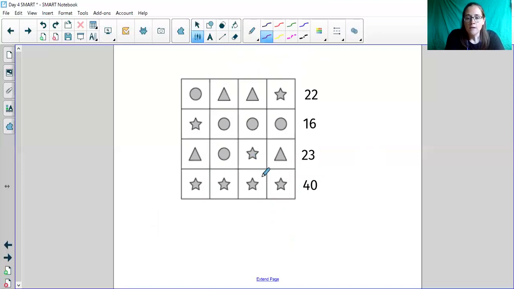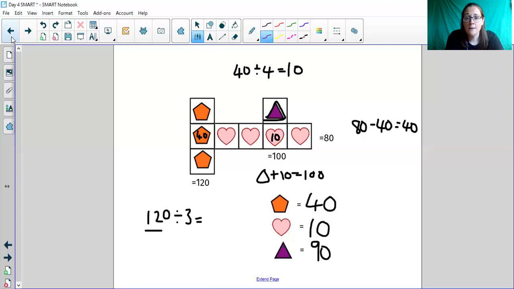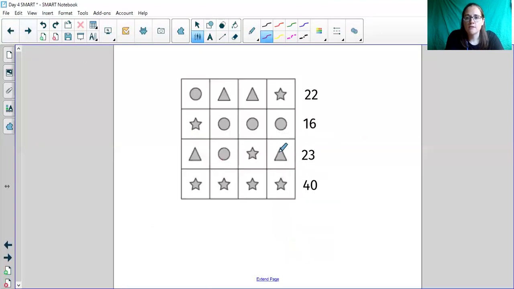to use. So first of all, just going to explain, this line adds up to 22, this line adds up to 16, 23 and 40. So remember the first thing we did here was we looked for the ones that were all the same, and we need to do the same thing on this one. So these 4 stars together add up to 40. So 4 stars add up to 40, then 1 star, we need to do 40 divided by 4, 1 star must be 10. So we know that every star on this grid is worth 10.